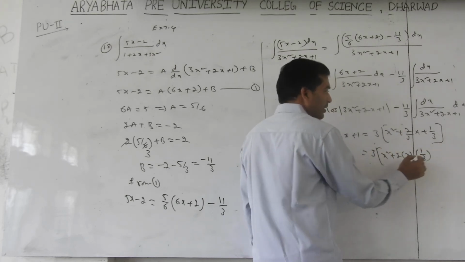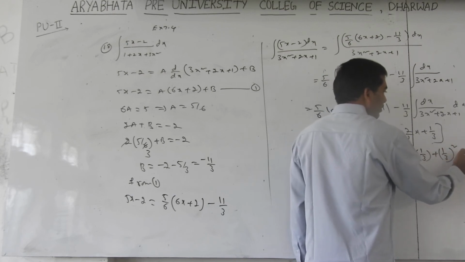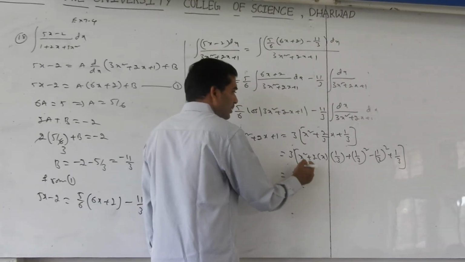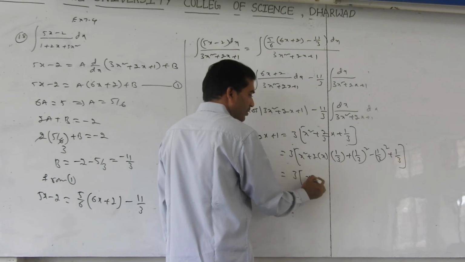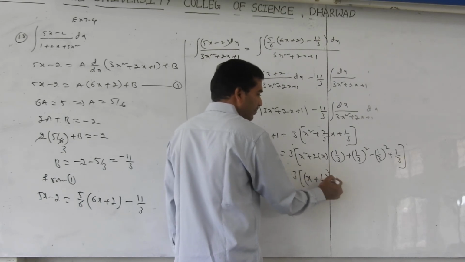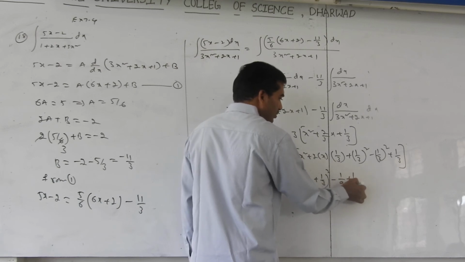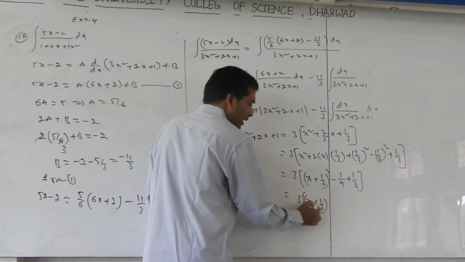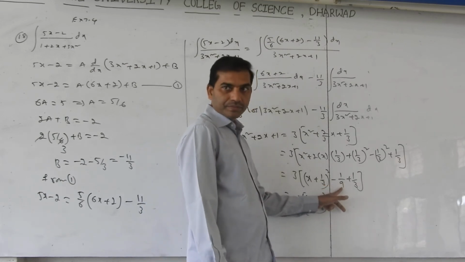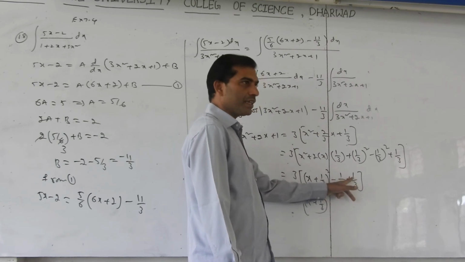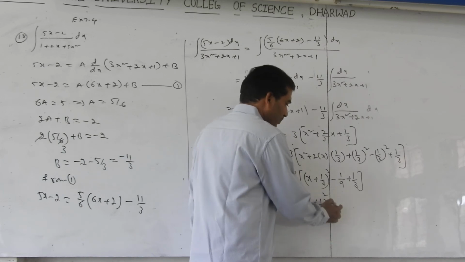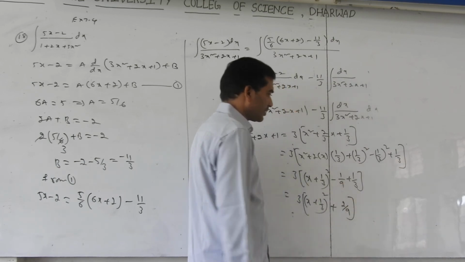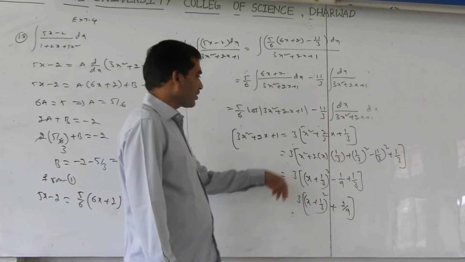Writing as x square plus 2ax, b is how much? 1 by 3 whole square minus 1 by 3 whole square plus 1 by 3, using a square plus 2ab plus b square. That equals x plus 1 by 3 whole square minus 1 by 9 plus 1 by 3. So 3 into x plus 1 by 3 whole square; LCM is 9, here we get 3 minus 1, 2, so plus 2 by 9. Correct? That we are writing in this place.